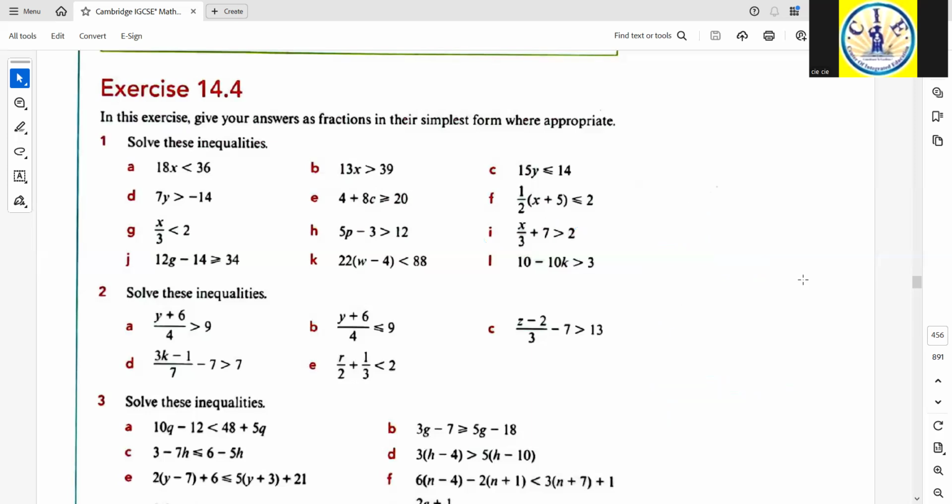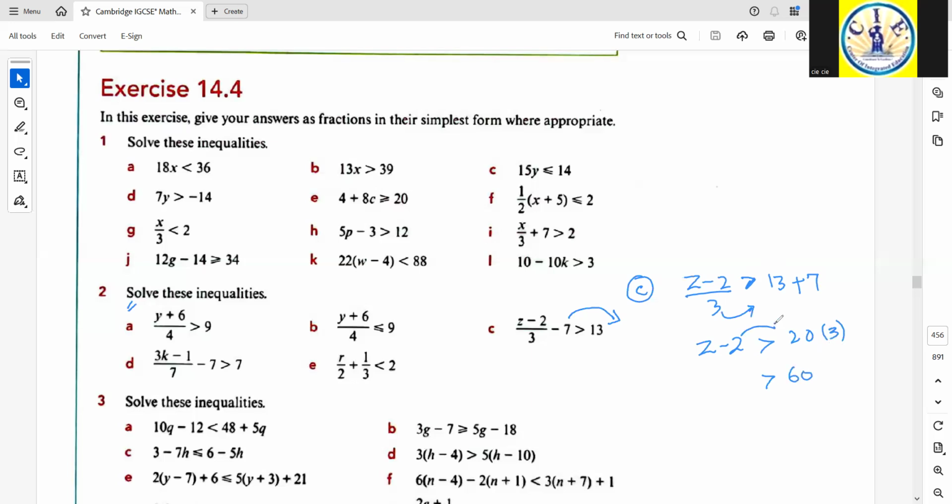For question number 2 now, for example, I'm solving its part C, for example, (z minus 2) divided by 3. First of all, I'm going to shift this 7 to the other side. That will give me 13 plus 7. Then z minus 2 greater than 20. And now shifting this 3 to the other side, that will give me 20 times 3. That is 60.